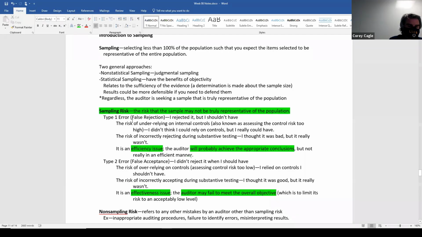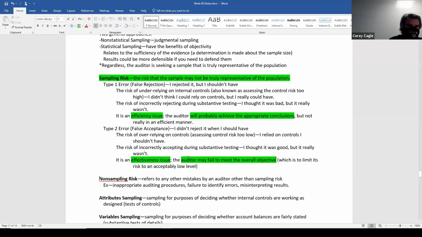So that's all sampling risk. There's also non-sampling risk, which is a catch-all for any other mistake an auditor could make other than sampling risk. Seems like a weird definition and a weird thing to call that kind of risk. Non-sampling risk: bad auditing procedures, failure to identify errors, misinterpreting the results. All of those are non-sampling risk. It makes those test questions kind of weird, but take note of that. I'm not sure who decided to categorize them as one or the other, but they did.